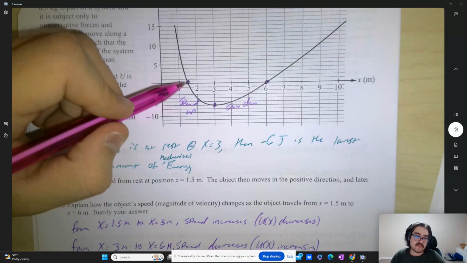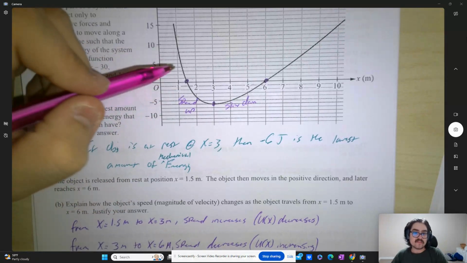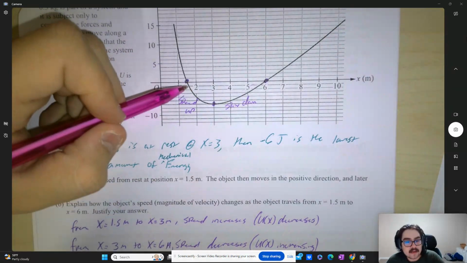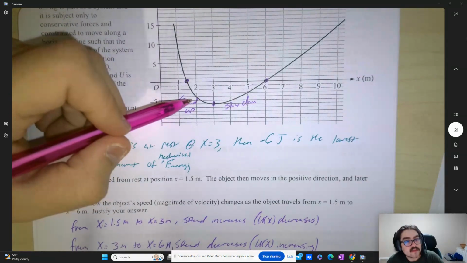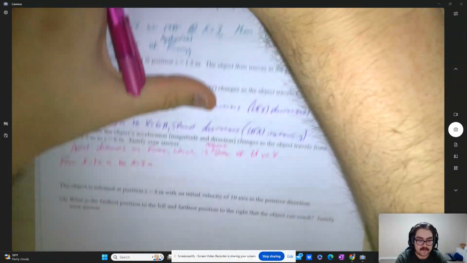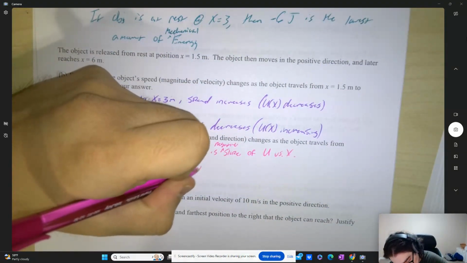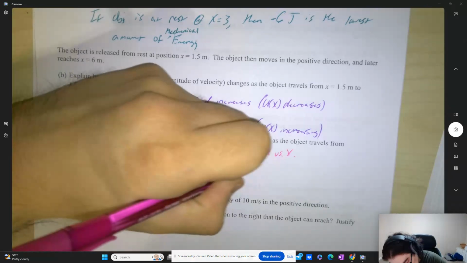Rightward, because that rightward is the positive direction, even though the slope's negative, right? Remember, it's the negative derivative. So it would be negative of negative is positive. So rightward and decreasing because it's getting flatter. Okay? So it is rightward and decreasing.